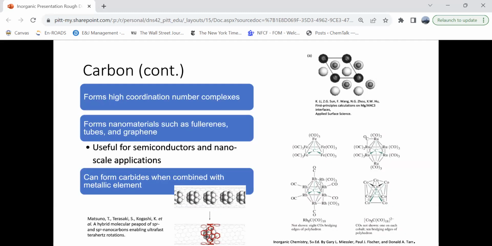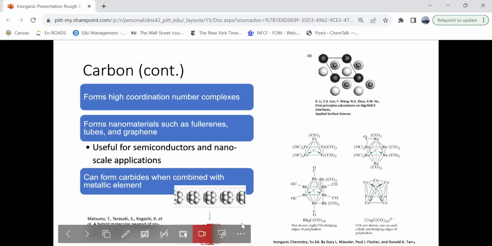Carbon can also form high coordination number complexes, and then the coordination number of an atom is simply just the number of atoms bonded to the central atom, carbon in this case. Carbon can also form nanomaterials, including fullerenes, as shown below. And then surrounding the fullerene is a graphene nanotube.